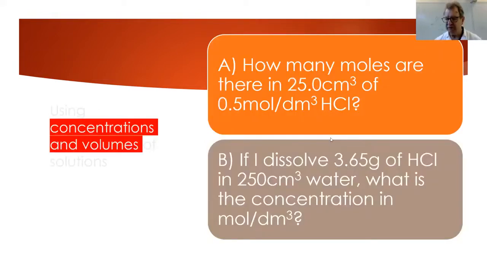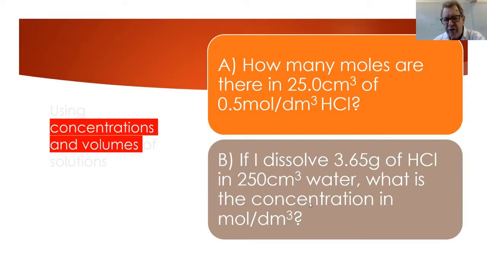So here are some ones involving volumes, involving solutions. So this is the concentration and volumes. This is the second triangle, if you remember. This is the one where the moles come up to the top and the concentrations and the volumes go at the bottom. It's asking how many moles are there in 25 cubic centimeters of 0.5 mole per cubic decimeter HCl. And then the second one, a more difficult question, because it's asking you to use 2 triangles. If I dissolve 3.65 grams of HCl in 250 cubic centimeters of water, what's the concentration?